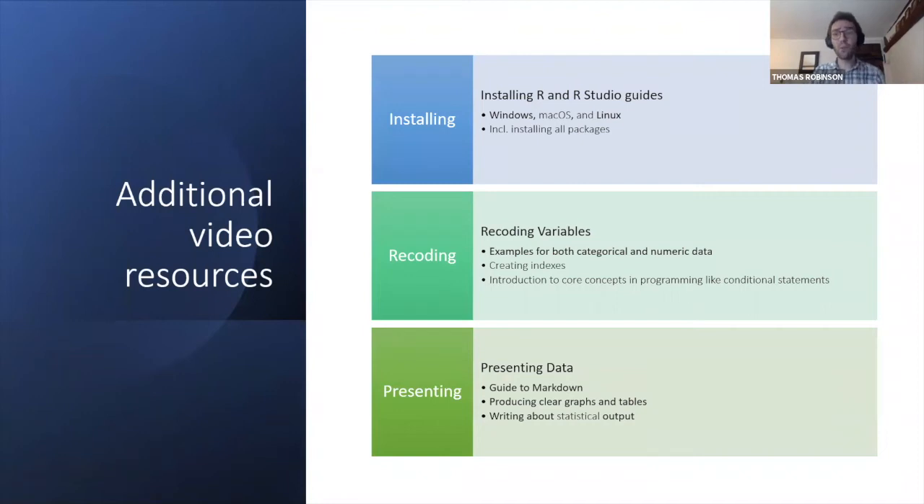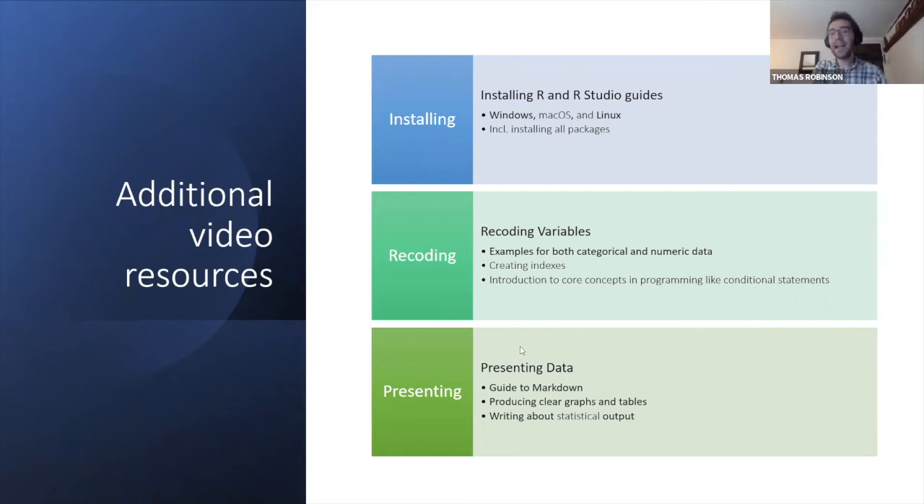tidyverse. We also had some more general tutorial videos on how to recode variables. So we focused on looking at both categorical data as well as numeric data, how to create things like indexes. So if we want to create one variable that captures 5 dimensions or 5 separate questions in a survey, how would we do that?